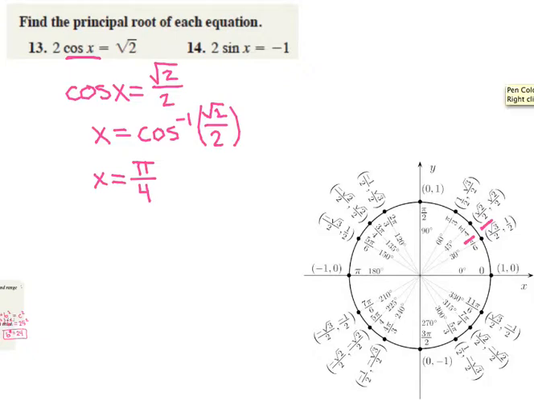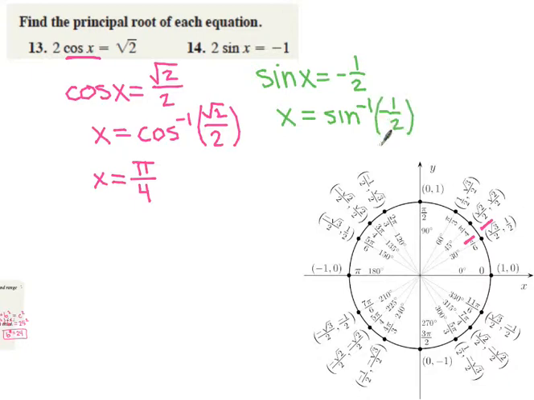And lastly, we'll finish off with this one. So 2 sine x, again, undo that multiplication. So we're going to end up with sine x is going to equal -1/2. I want to undo my sine, so x is going to equal the sine inverse of -1/2. Go around my y values until I find my -1/2, which happens to be right here. And that's going to correspond with, again, our negative, because when we work backwards, negative pi over 6. So x is going to equal negative pi over 6.